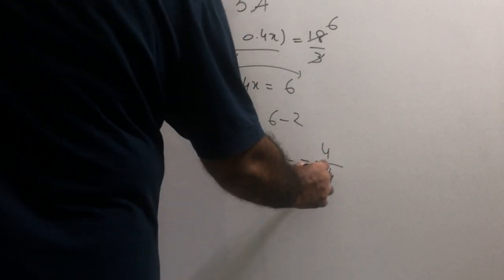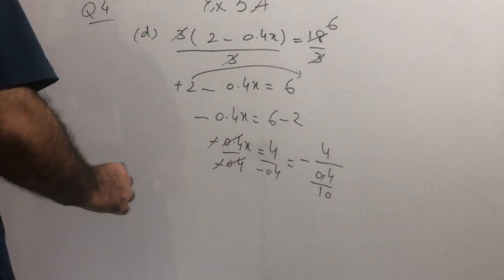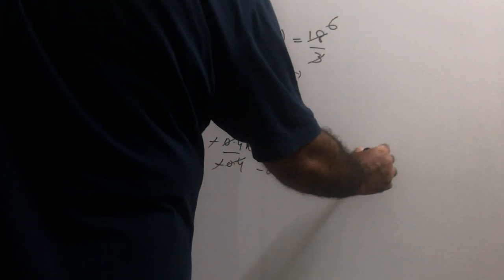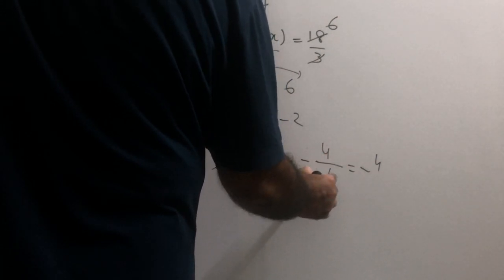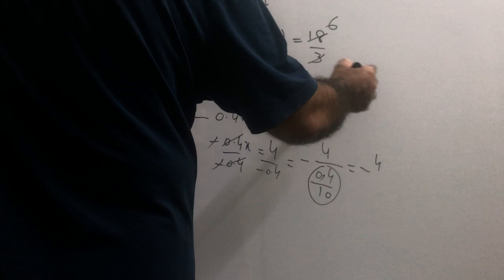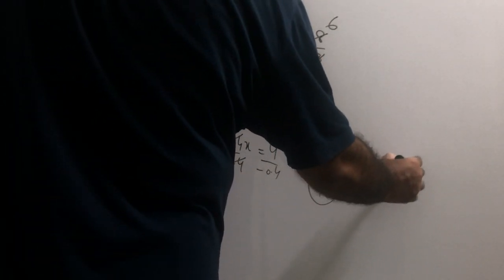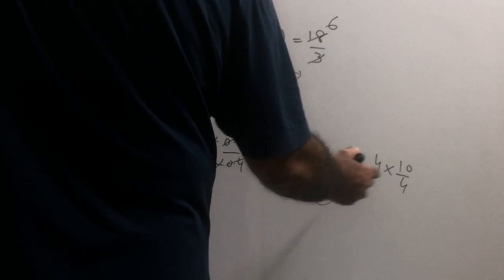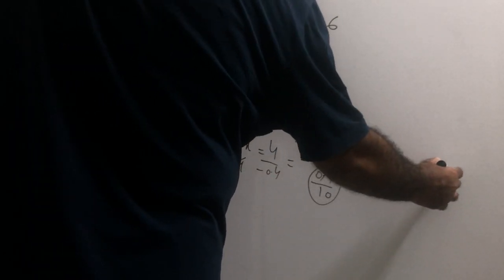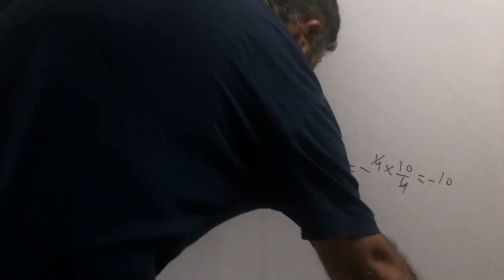Now we'll cancel this and make it like this, 4 over 10. So when we have this division and then again division, then this whole becomes upside down, like 10 over 4, upside down. This is gone. So minus 10 is the answer for part D.